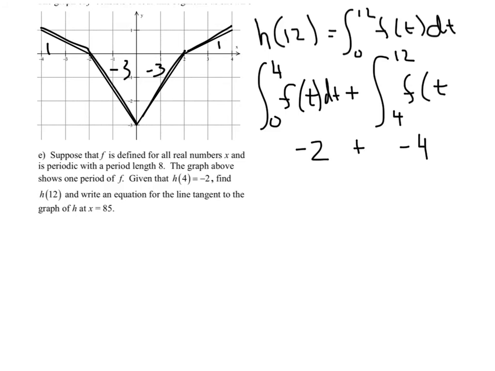So I'm going to say that h of 12 is really negative 6. And that's how much area I would have if I had the luxury of having the entire graph in front of me from 0 to 12.